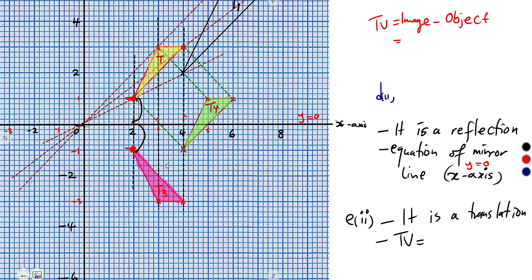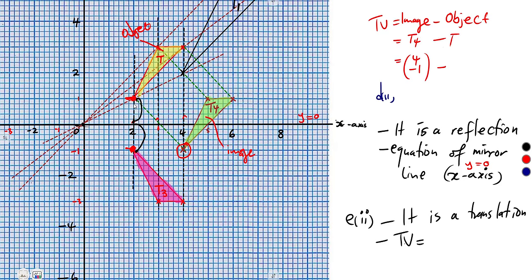Corresponding point on the image, you can use any one of your choice. This is our image, triangle T4, right? T is our object, from T to T4. So we need a point on T4 minus the corresponding point from triangle T. So I'm going to use this one, (4, -1) on the image. (4, -1) minus the object.